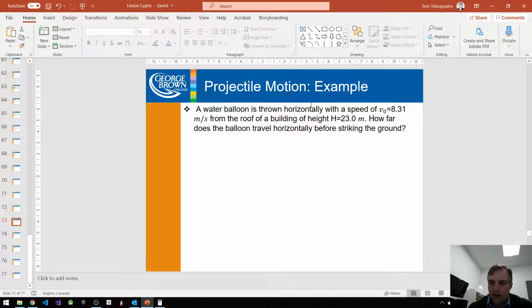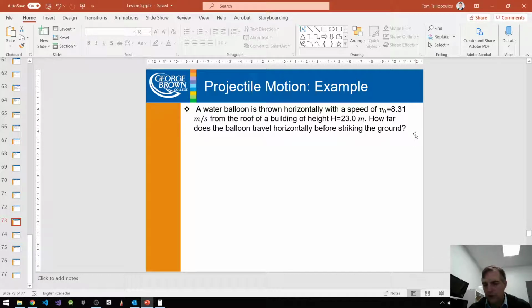But let's try and think about the first one before we stop this recording. Let's try and think of this. A water balloon is thrown horizontally with a speed of V naught. The initial speed is 8.3 meters per second, from the roof of a building of a height of 23 meters. How far does the balloon travel horizontally before striking the ground?